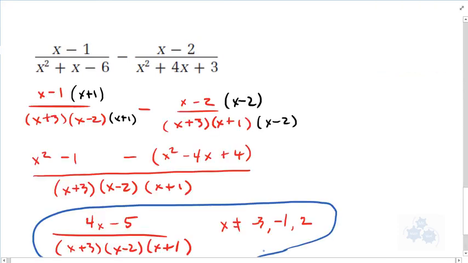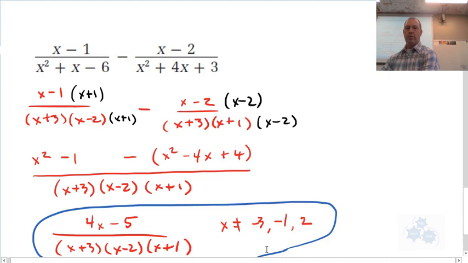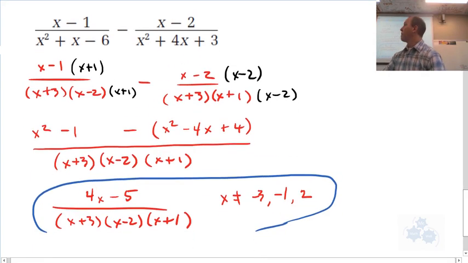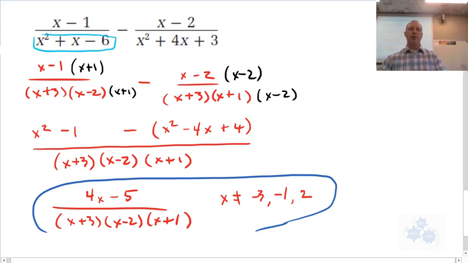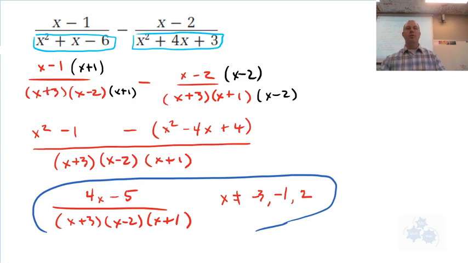All right, so here's the solution. Let me walk you through what we're seeing here. Did you see your mistake? First thing you have to do is factor the denominators. You have to factor because you have to see what you have. Don't do this: oh, x squared minus x squared, let's just get rid of that.